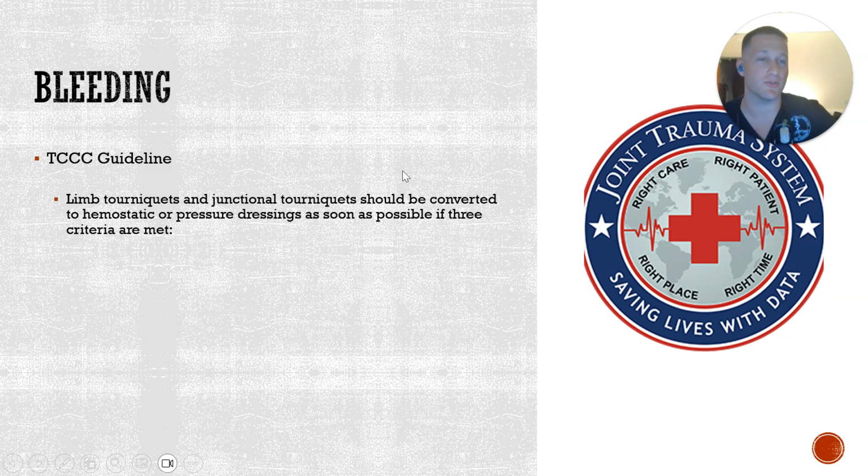Limb tourniquets and junctional tourniquets should be converted to hemostatic or pressure dressings as soon as possible if you have 3 criteria. Okay? So the first line is important. Convert the tourniquets if possible. Now, the second line is just as important. They really need to meet these 3 criteria, or you're going to convert someone who's going to decompensate and die.